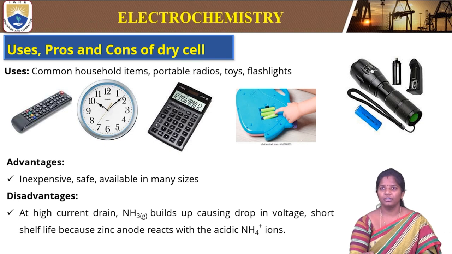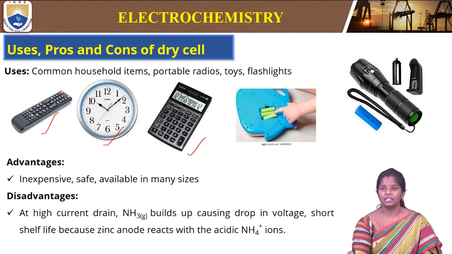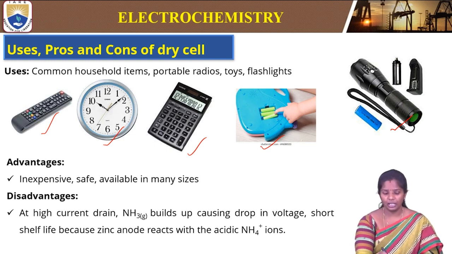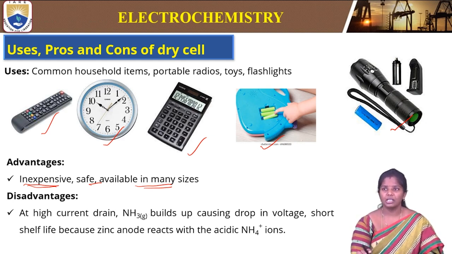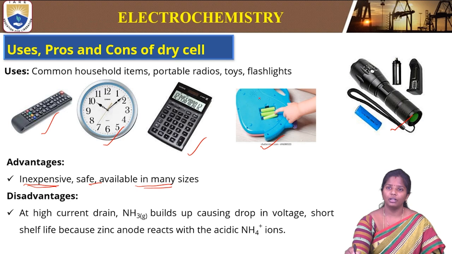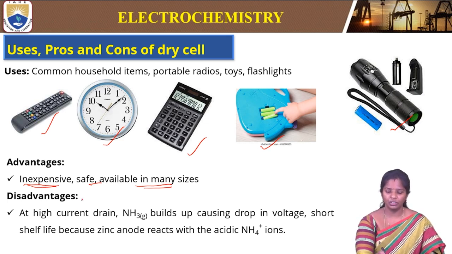The wide applications are TV remotes, clocks, calculators, child toys, and flashlights. What are the advantages? They are inexpensive, safe and available in many sizes, as we see in our daily usage, like pencil size and bigger sizes, depending on the toy and its battery size. So what are the disadvantages?